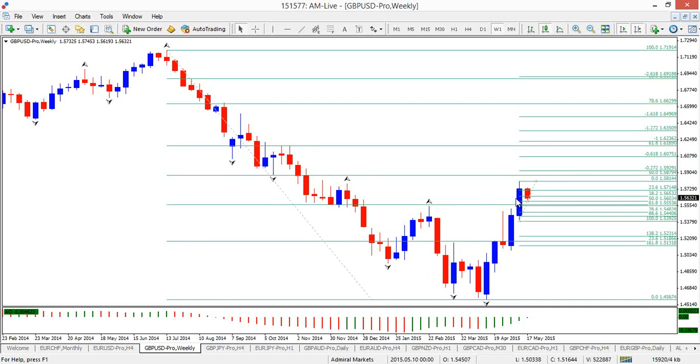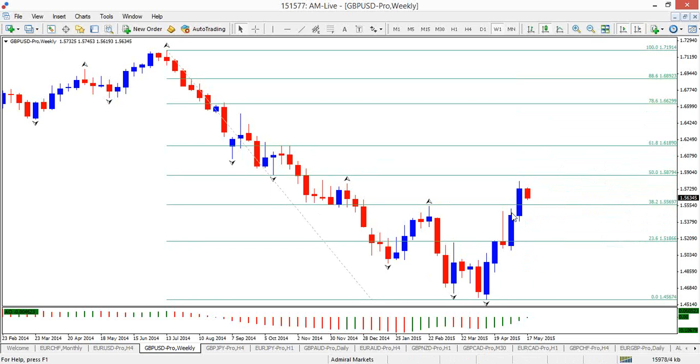Or 160, let's see, 162-ish, 162.50. This is the 61.8 fib. Any of these fibs, not this one, any of these fibs could be a heavy resistance level. To be honest, I think that the 50 or 61.8 are both probably equally likely. I don't really have a strong favorite for either of those two.